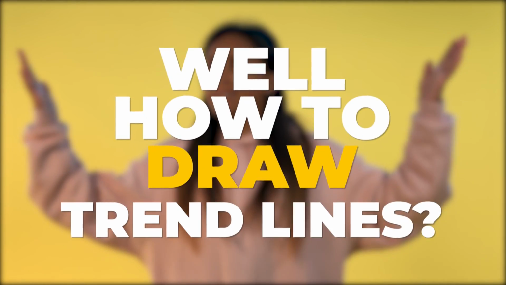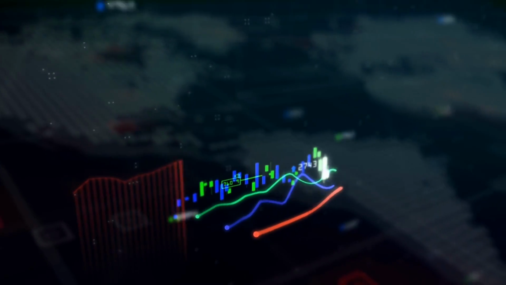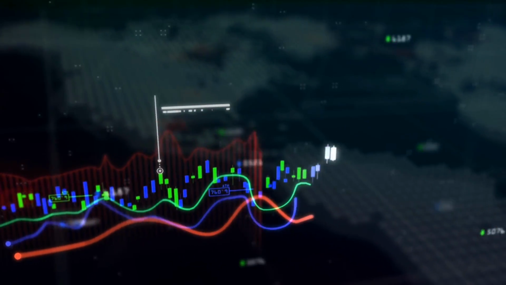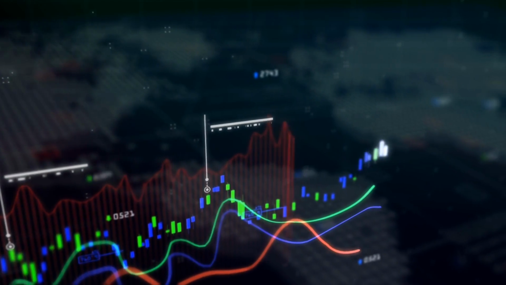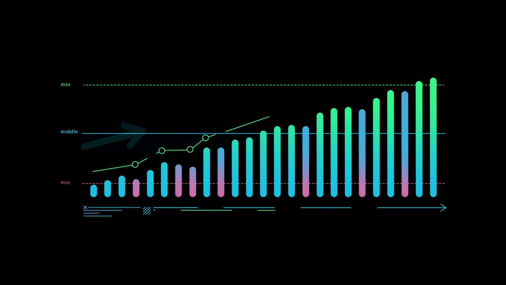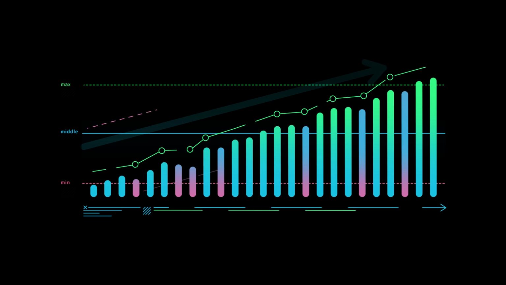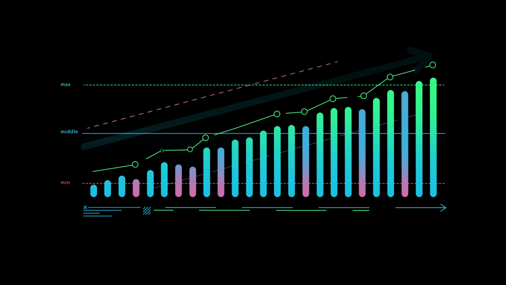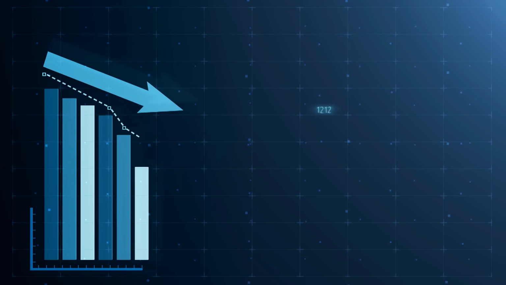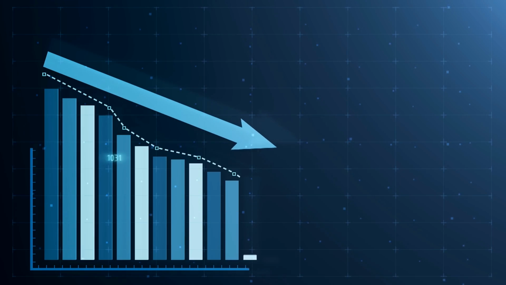Well, how to draw trend lines? Trend lines are drawn based on the highs and lows of crypto price charts, connecting 2 or 3 candlestick tops and bottoms. An ascending trend line is drawn from a lower to a higher chart position, effectively forming higher lows, whereas a descending trend line is drawn from a higher to a lower position, therefore showing lower highs.